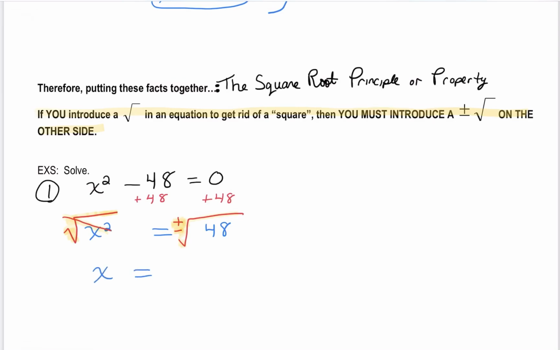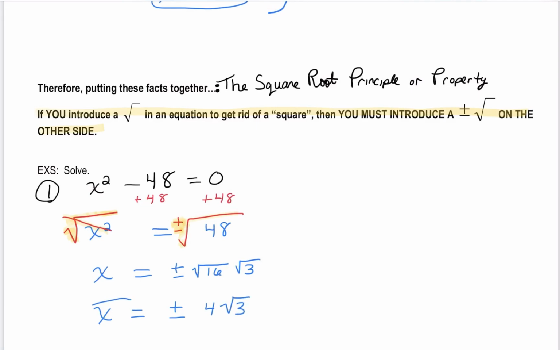And so what we get here, and now that we've talked about simplifying radicals in the last chapter, we're always going to expect that you simplify radicals. So here the largest perfect square factor of 48 would be 16. So this is like root 16 times root 3. And so what we get is both plus and minus 4 times the square root of 3.